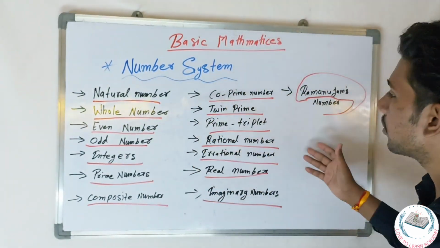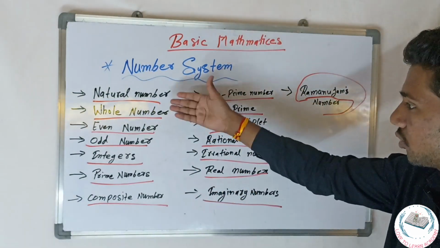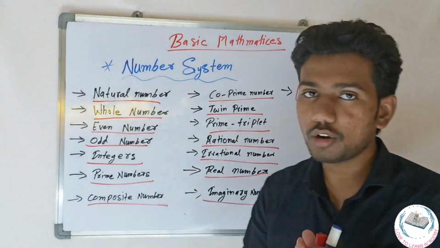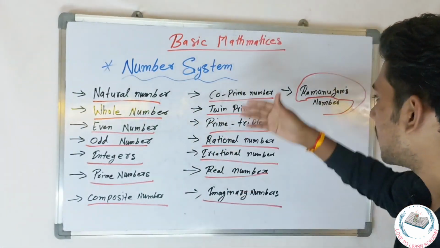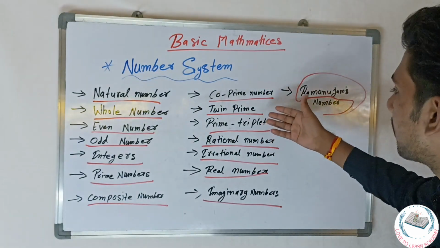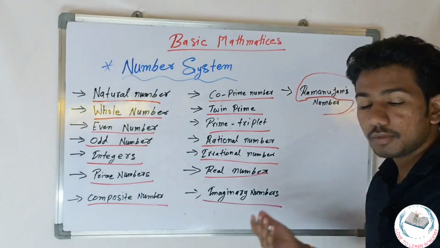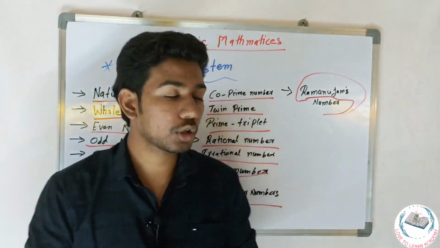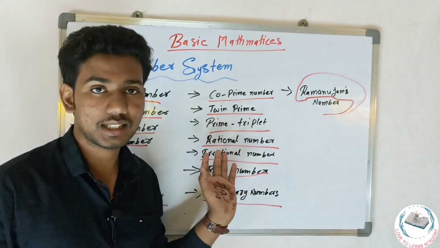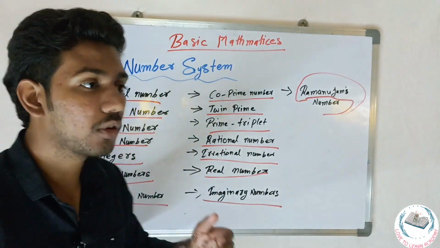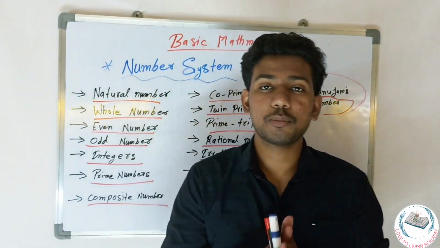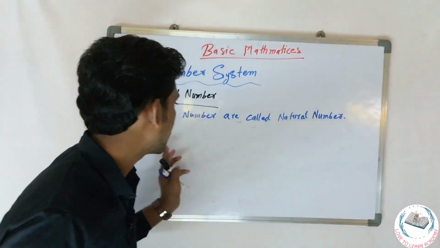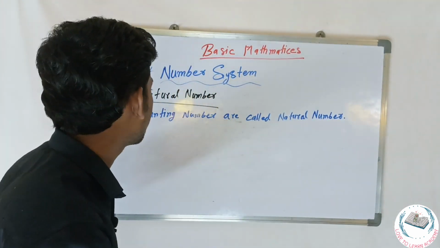In these numbers, there are lots of numbers you already know about, like natural numbers, whole numbers, even numbers, and odd numbers. But there are some numbers in that list, like co-prime numbers, twin primes, and prime triplets, that we don't know about. I know them, so in this lecture I talk about all the numbers present here. We will go one by one, and I will give brief knowledge about each. Now I will talk about natural numbers, so you can easily understand.